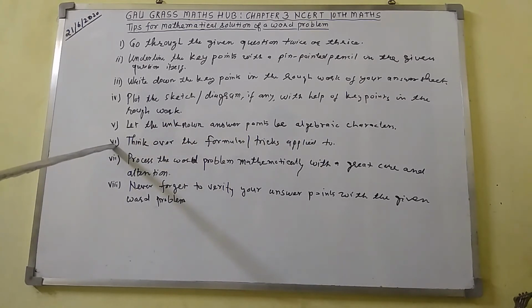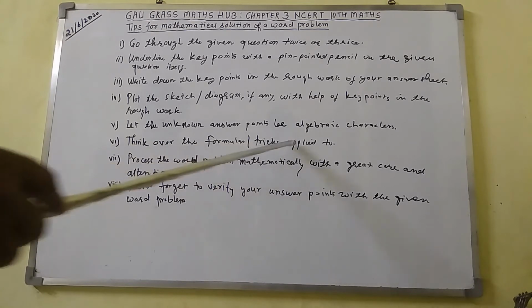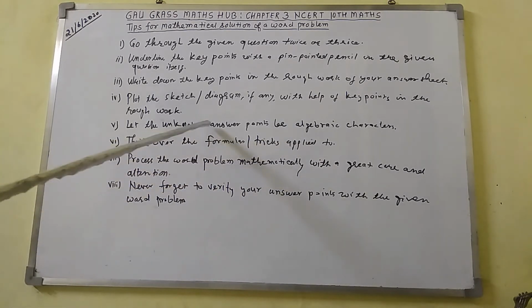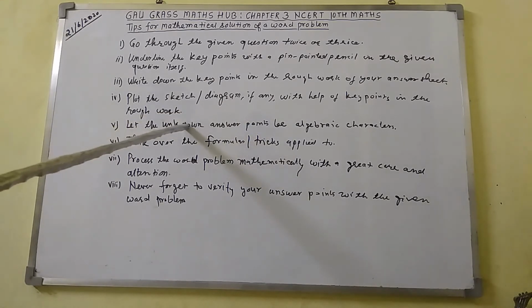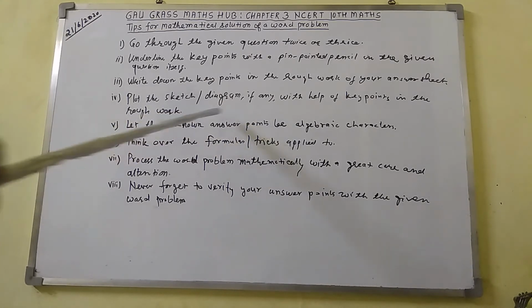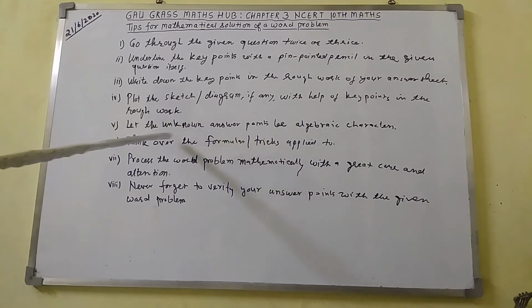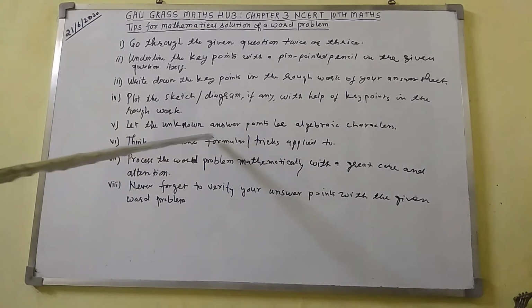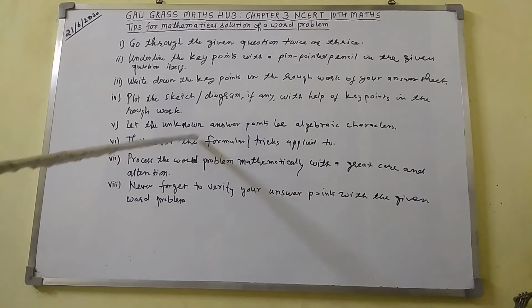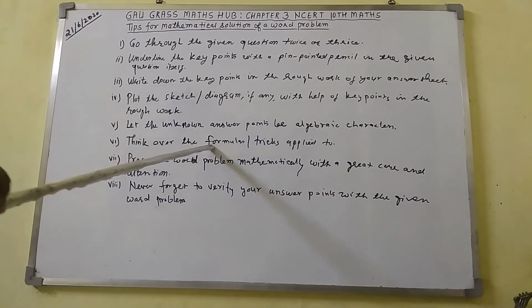Now come to the sixth point here. Think over the formulas or tricks applied to. Now after making the diagram, and you have also laid down the unknown answer point, then you have to think over the formula or tricks applied to. Related formulas you have to think over.